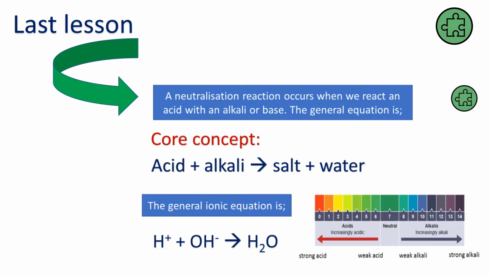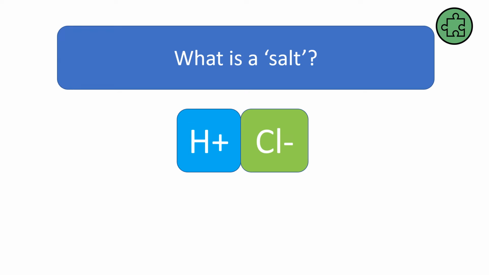Last lesson, acids and alkalis and neutralisation, we looked at the concept of a neutralisation reaction where any acid plus any alkali will make a salt and water. And this lesson, we're going to focus on this word salt. So what is a salt? Well, it's not just the stuff you put on your fish and chips. There's many types of salts, and this is why.